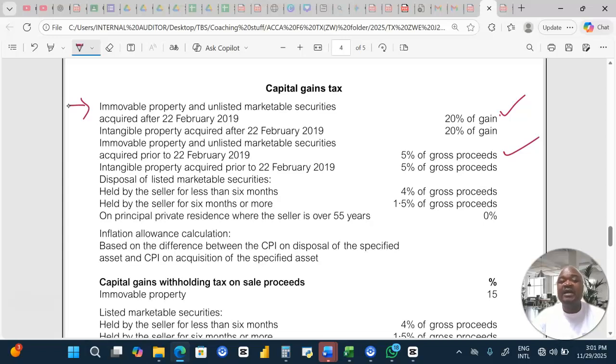What about if they were listed securities on the ZSE and so forth? What do you do in those situations? Disposal of listed marketable securities: if they are held by the seller for less than 6 months, you apply 4% on the gross proceeds. If held by the seller for 6 months or more, you apply 1.5% on the gross proceeds. This is clear and straightforward, isn't it?